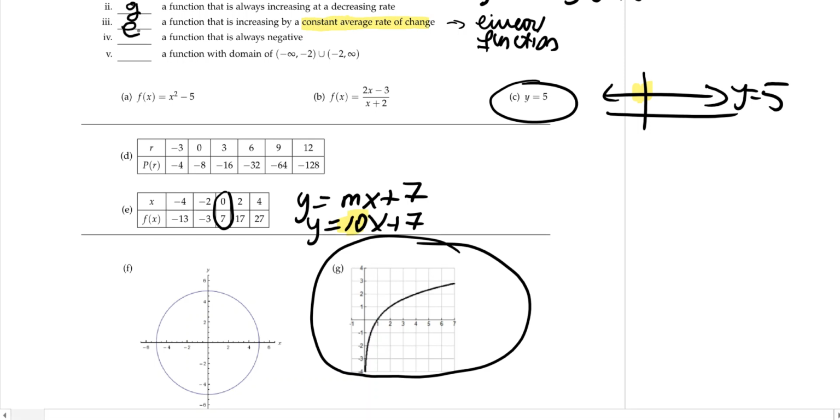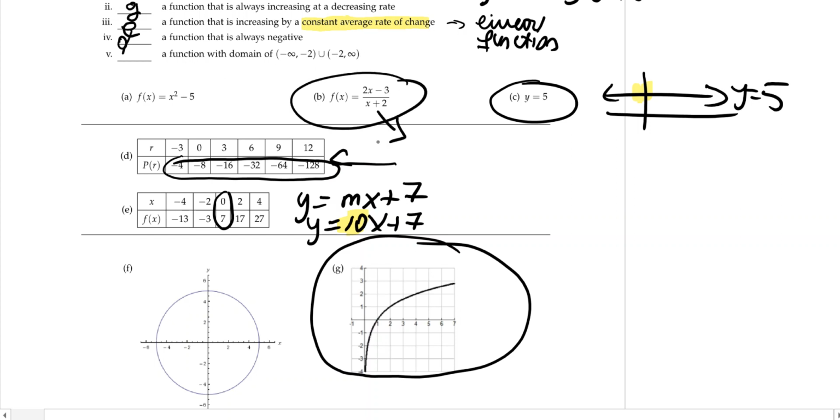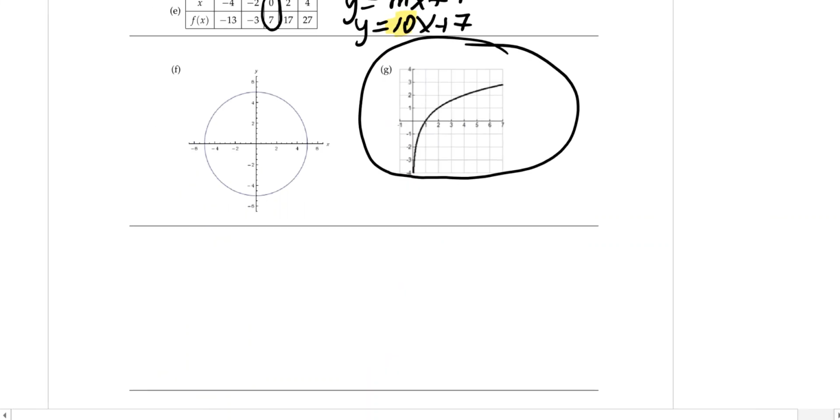A function that is always negative. Well, notice all of these y values are negative. So that's D. A function with domain negative infinity to negative 2, union negative 2 to infinity. Well, the domain of this function, remember that x plus 2 cannot equal 0. So that gives you that the domain is everything but negative 2.